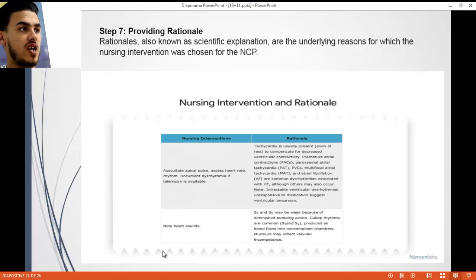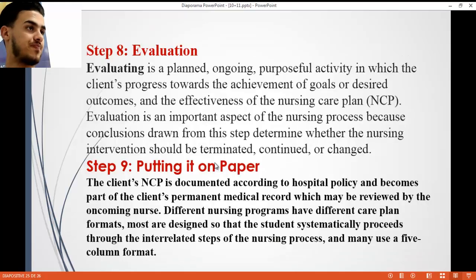And here, as we have mentioned before, student nurses must learn how to make a rationale. Also known as a scientific explanation, it is the underlying reason for which the nursing intervention was chosen for the NCP. So the rationale is the scientific explanation, or the scientific reason behind your interventions.